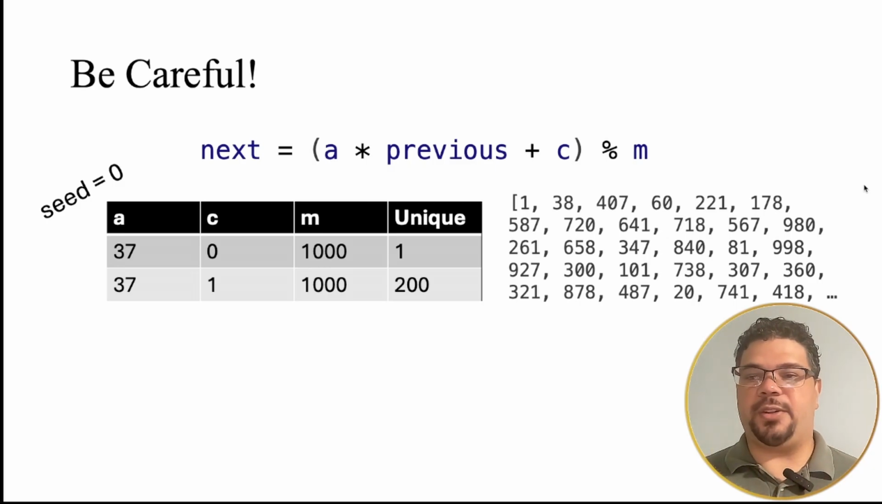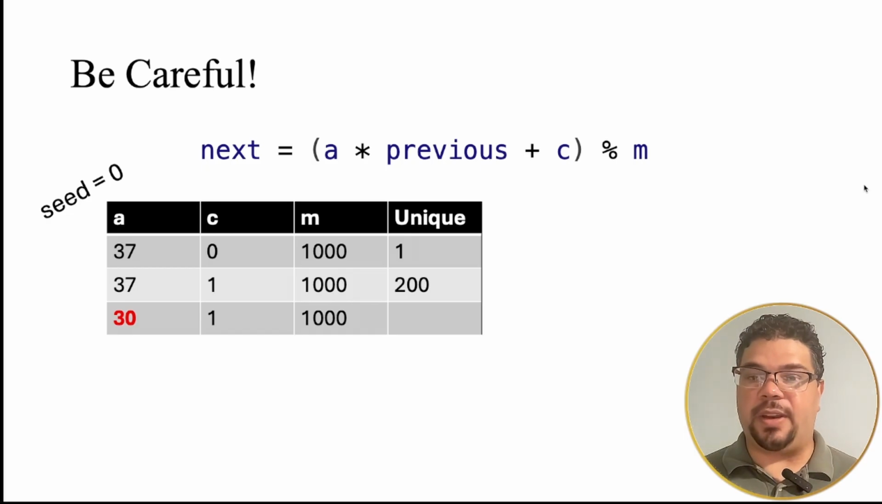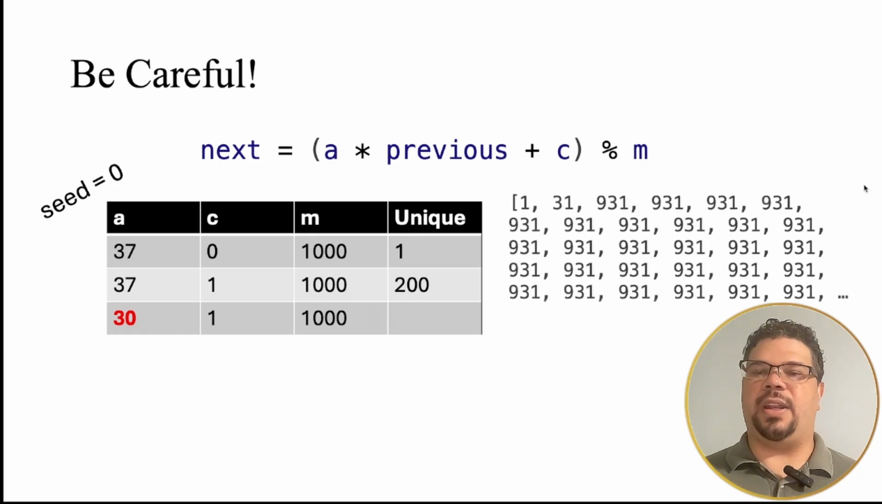You also have to be careful with your choice of a. If we chose a of 30 rather than 37, we're going to get the numbers 1, 31, and then we get stuck at 931, leading back to 931. We only got 3 unique numbers before getting stuck in a cycle. We don't want that.